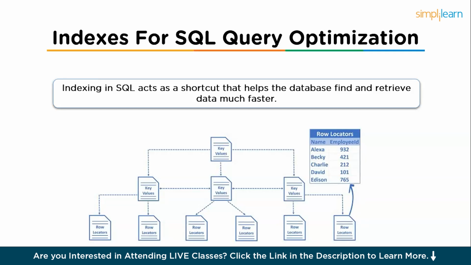But why does indexing actually matter? When a query runs without an index, the database has to scan every row to find matching data. But with the help of indexing, it knows exactly where to look, cutting down search time significantly. However, it's important to use indexing wisely. While it speeds up data retrieval, it also adds overhead when data changes frequently because indexes need to be updated.